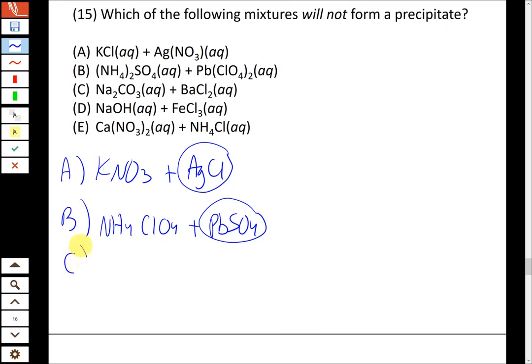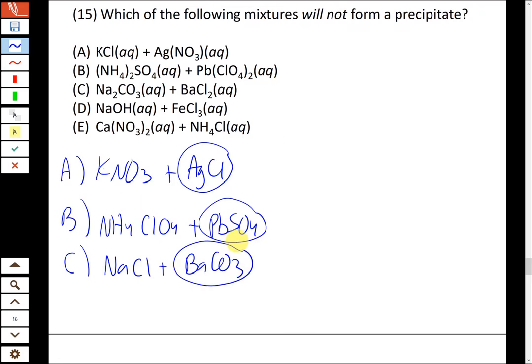For choice C, we have sodium carbonate and barium chloride. What we form is sodium paired with chloride, which is the very common NaCl, salt, as we call it. The other one is barium 2 plus with carbonate 2 minus, so the other product is BaCO3. And carbonate is one of the anions that is pretty much always insoluble unless it's paired with something like sodium or potassium or lithium and so on. So this would be insoluble.